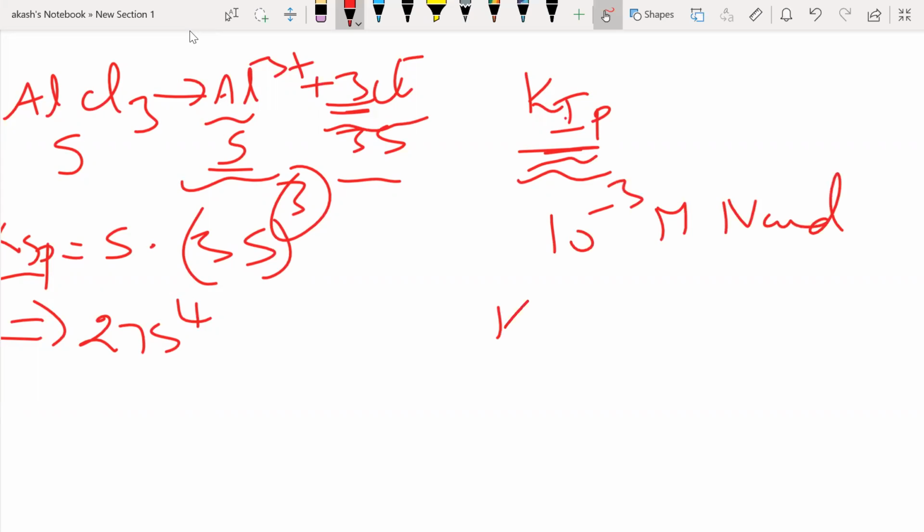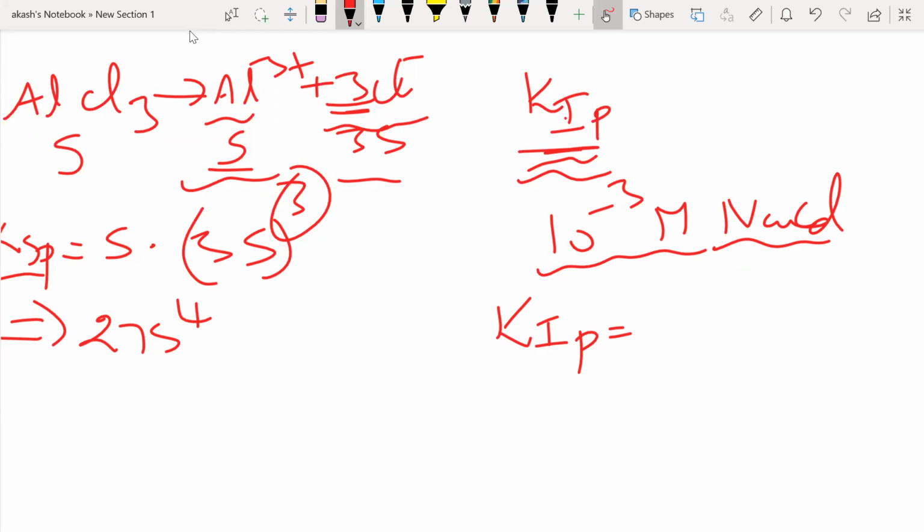Now the ionic product is pretty simple. From 1 mole of this, you know, I get 1 mole of Na plus and 1 mole of Cl minus, right? So obviously it will give me 10 to the power minus 3 M of Na plus and 10 to the power minus 3 M of Cl minus.